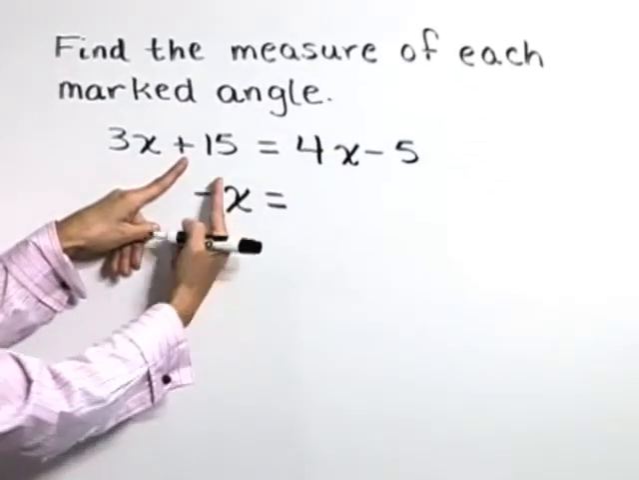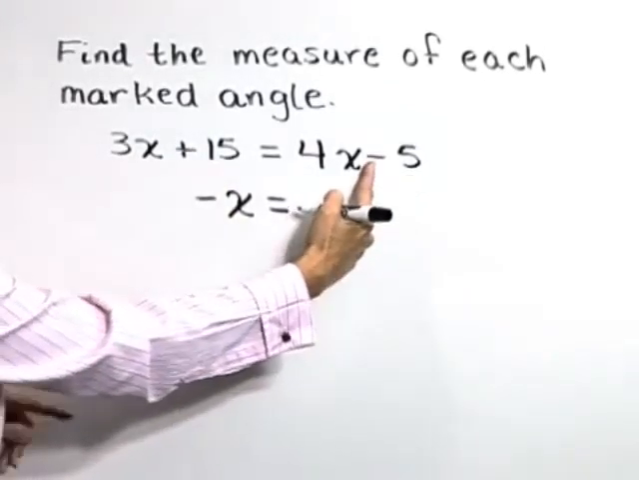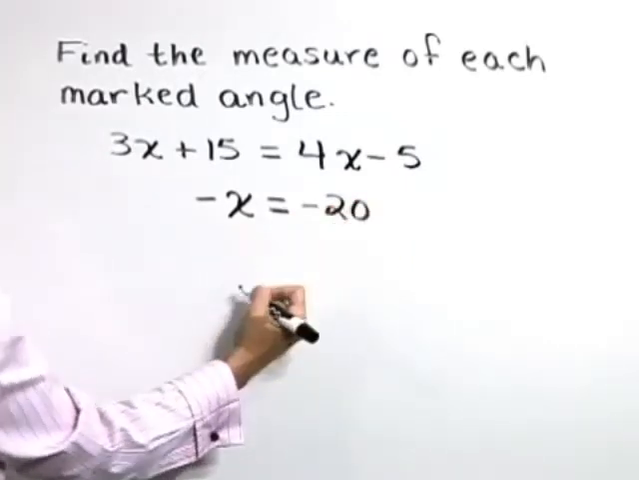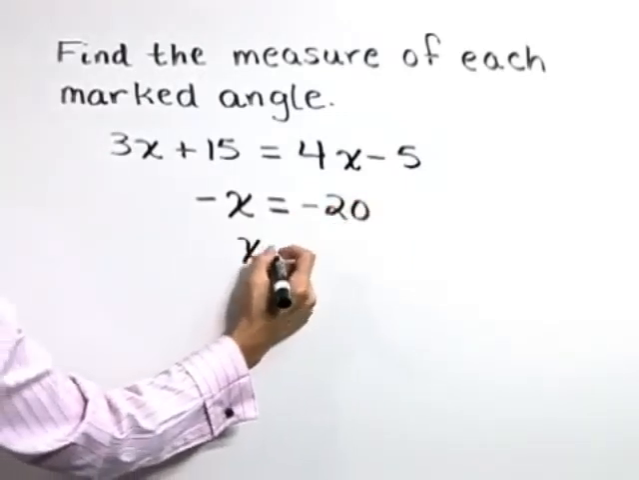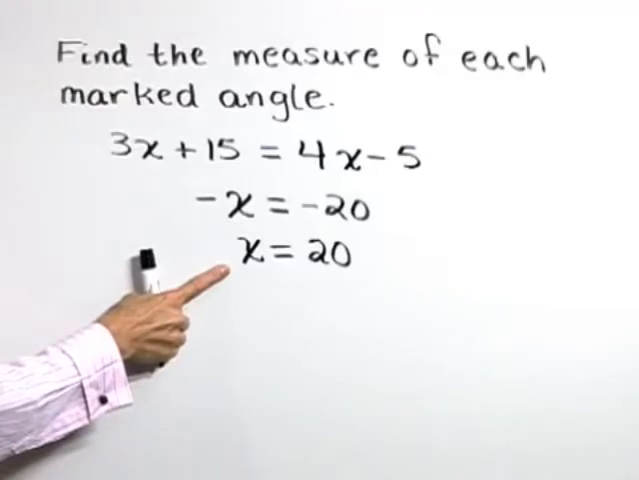Now at the same step, I'm going to subtract 15 from both sides. Negative 5 minus that 15 is a negative 20. Multiplying both sides through by a negative 1 gives x is equal to 20, or 20 degrees. Now, we're not done yet. We want to find the measure of each marked angle.